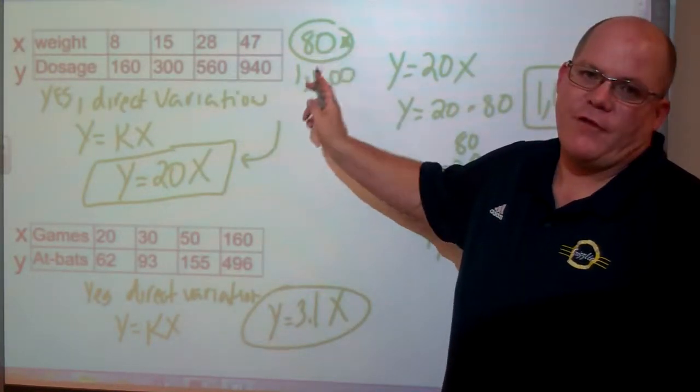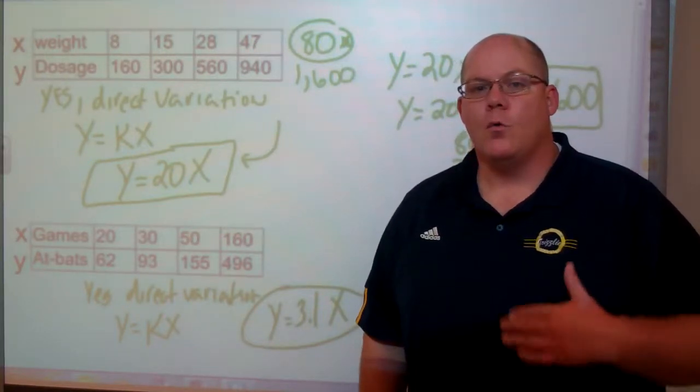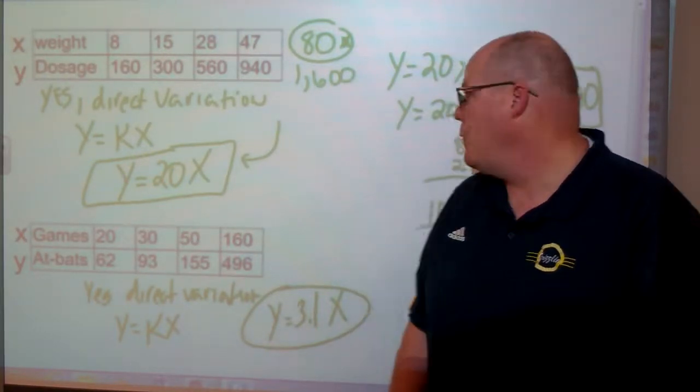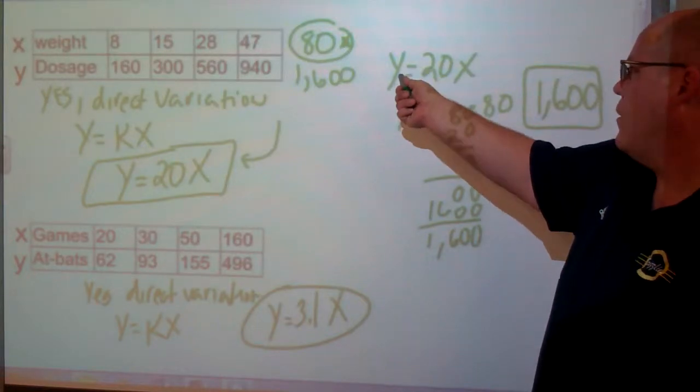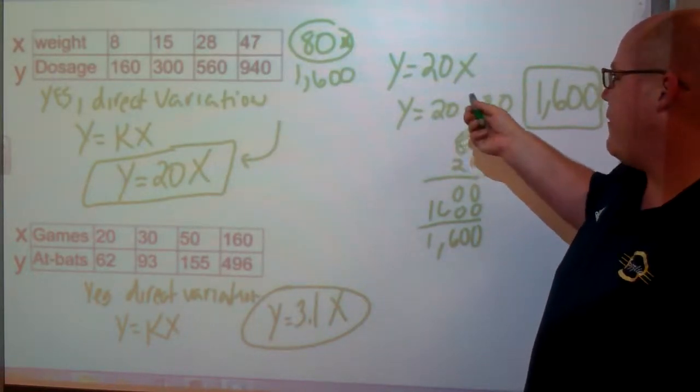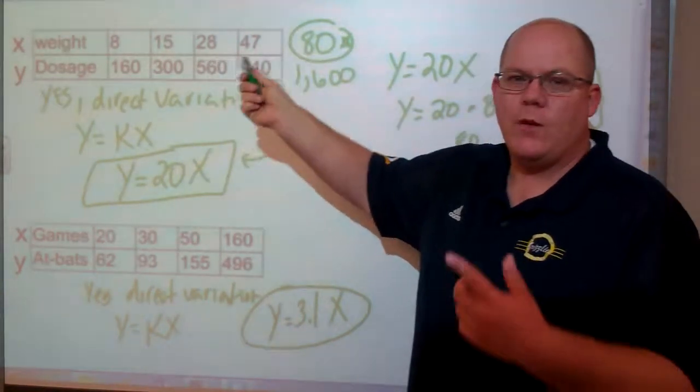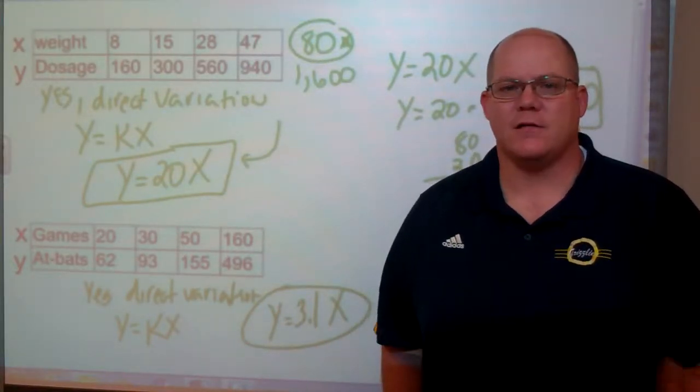Now you can do the exact same thing if they give you the y dosage. They say, hey, if the dosage is 2,400, what is the weight? Well, we would do the same thing. We would rewrite the equation, y equals 20x, but instead of inputting the x value, we input the y value and then solve for x the other way around.